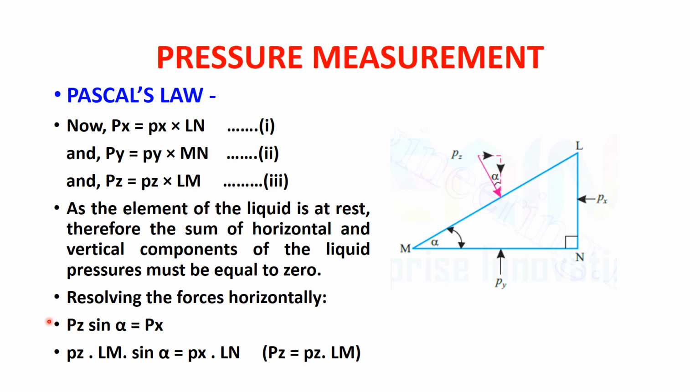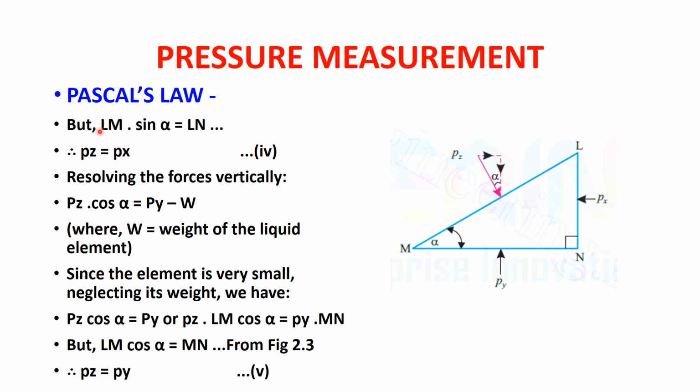Then just writing the values, Pz as per equation number 3 is small pz into Lm, and this capital Px is small px into Ln. So the values are put like this: Pz into Lm sine alpha is equal to Px into Ln. Now see, what is Lm here? Directly this Ln will be calculated as Lm sine alpha. So if we keep it like this, Lm sine alpha, then from equations number 1, 2, 3, we get this fourth equation as Pz equal to Px. So actually the intensity of pressure at Px is equal to Pz, we have proved.